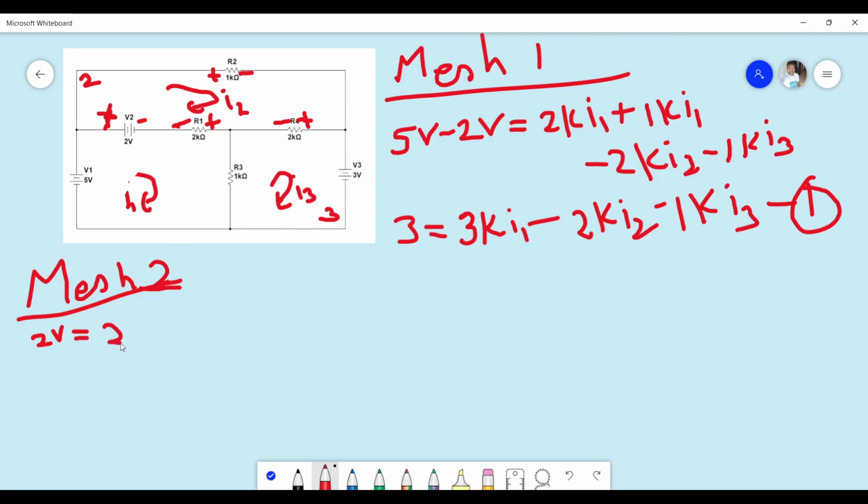So we can write it as 2k I2 plus 2k I2 plus 1k I2. So that's all. We have 3 resistors for I2 and we have 2 resistors that are being shared with the other meshes. So correspondingly we can write for mesh 2 and 1.